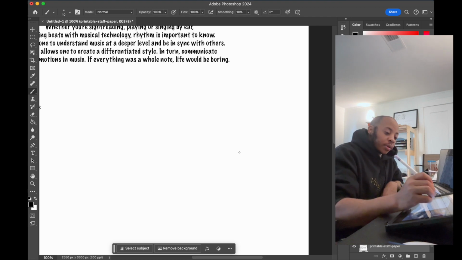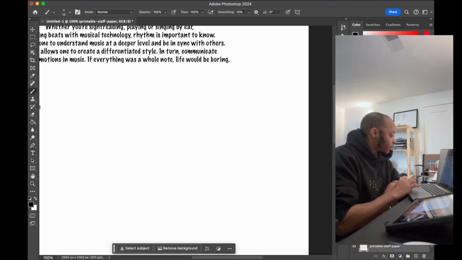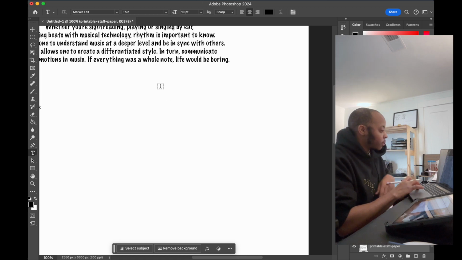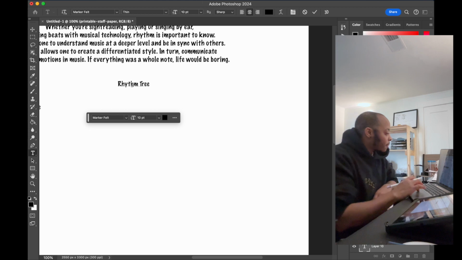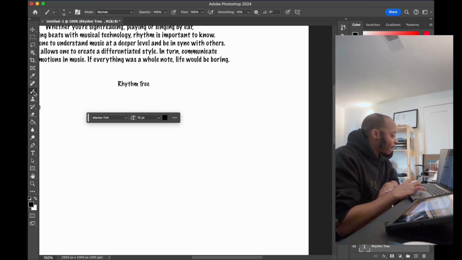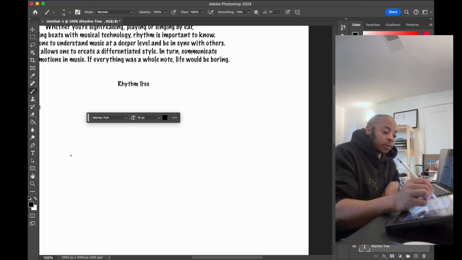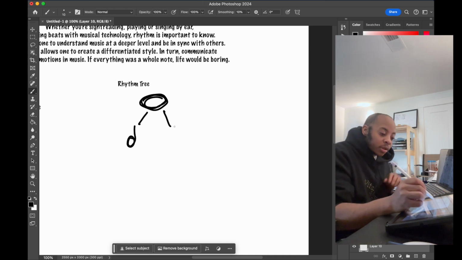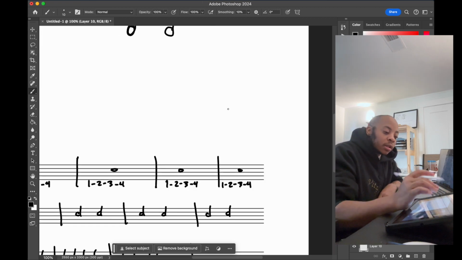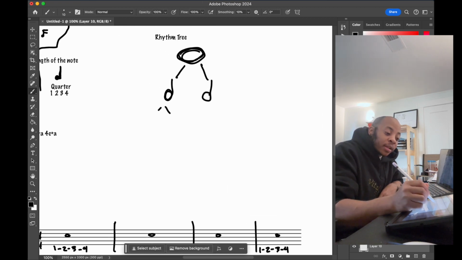We're going to start with the rhythm tree. Rhythm tree, let's do it. We start with a whole note, right? That can be divided into 2 half notes. I wanted to make sure these are neat. The half notes can be divided into 2 quarter notes.